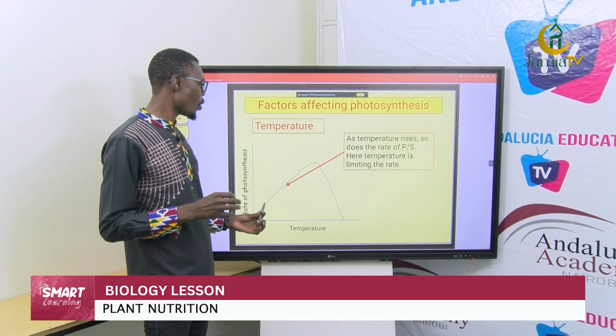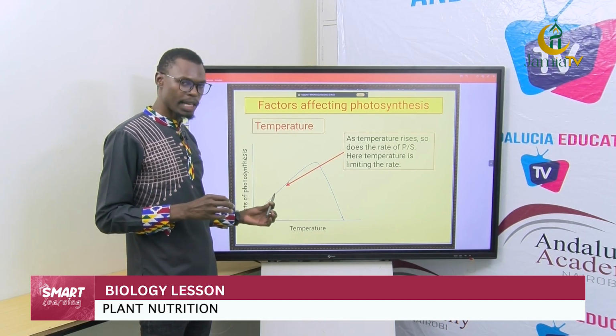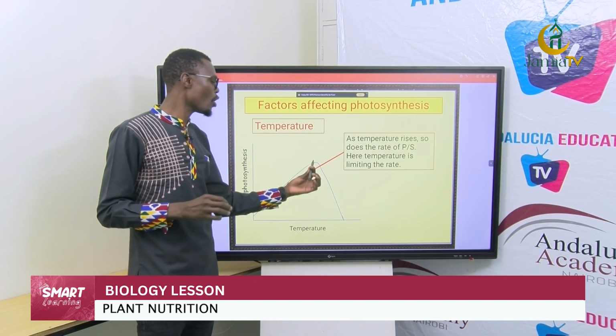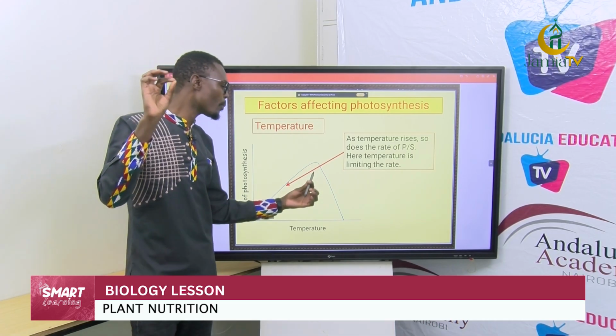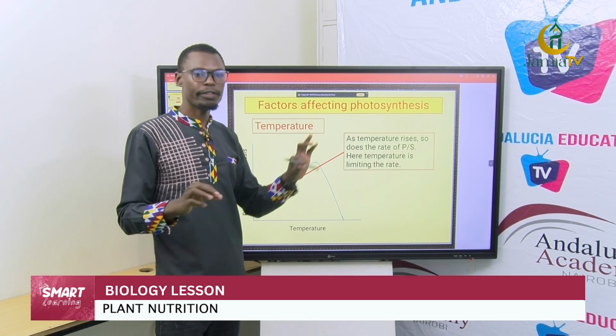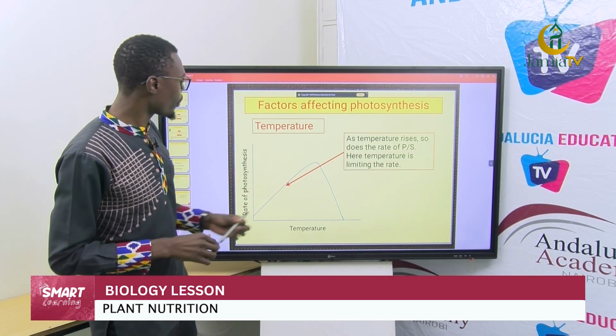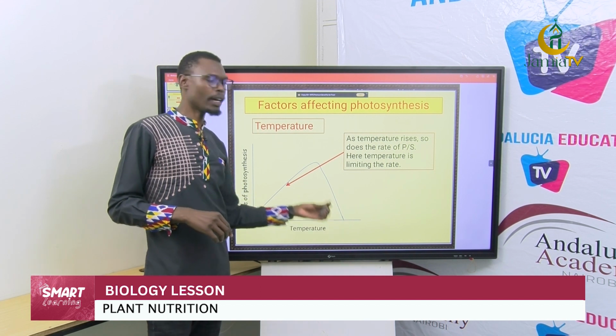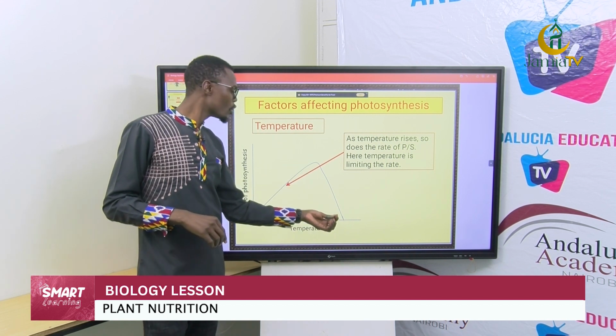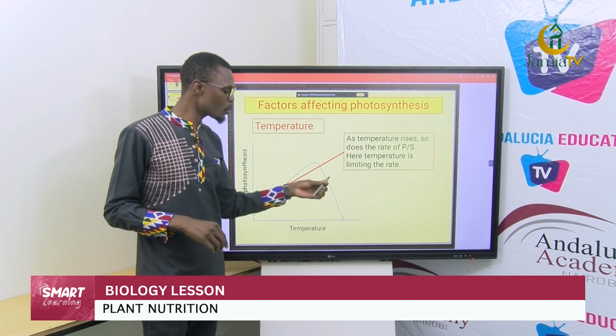So why is it low? There's lower temperature. So it increases up to the optimum point, where it is the maximum point. Above the optimum point, you see there's a slope. The graph will go down. So after the optimum, what will happen?